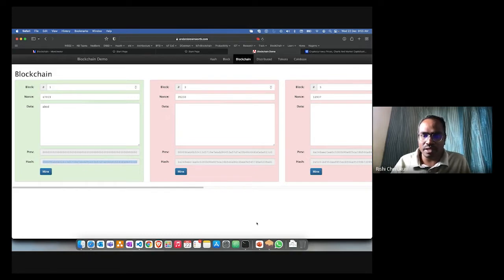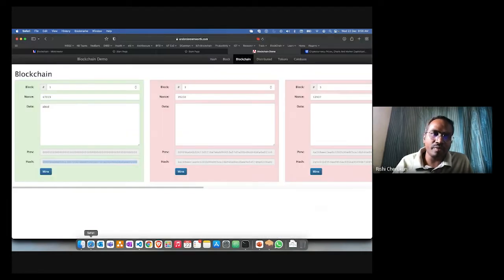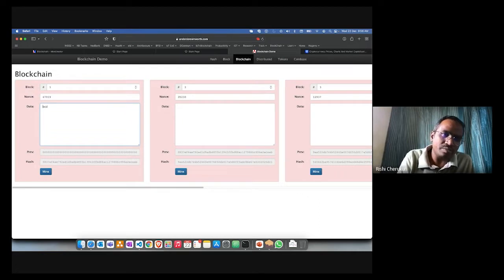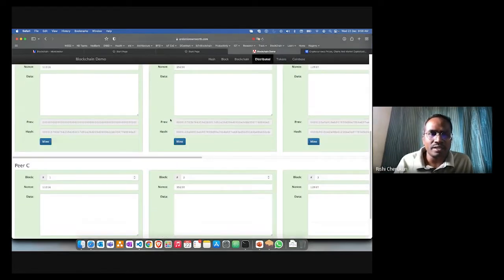Each blockchain has its own way to sign this hash. Some say the first four digits should be zero, some say the first six digits should be zero, and so forth, right? And when we attempt to change anything here, let's say I decided the first letter should be capital A, automatically it became unsigned. And when we have it distributed across so many people, it's not that we cannot change, right?